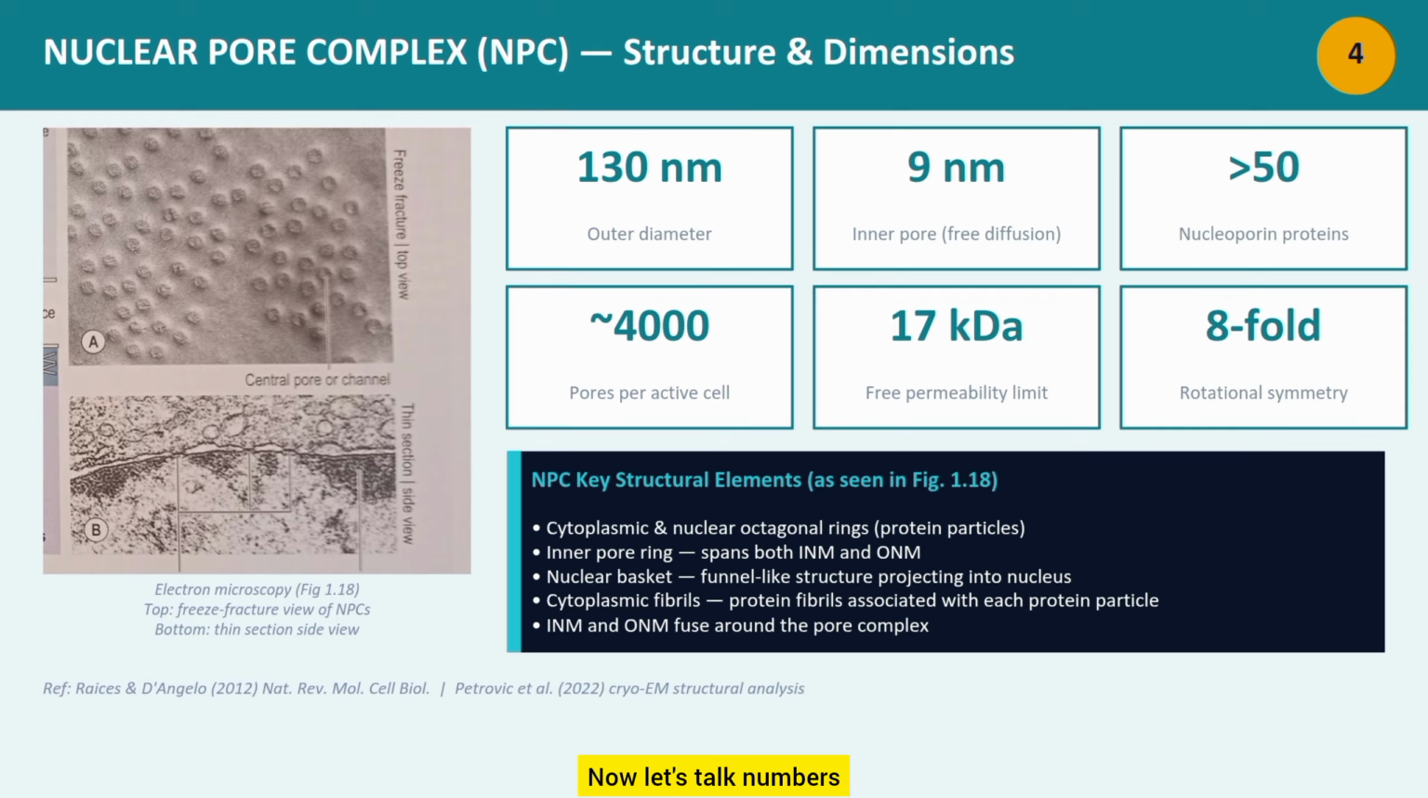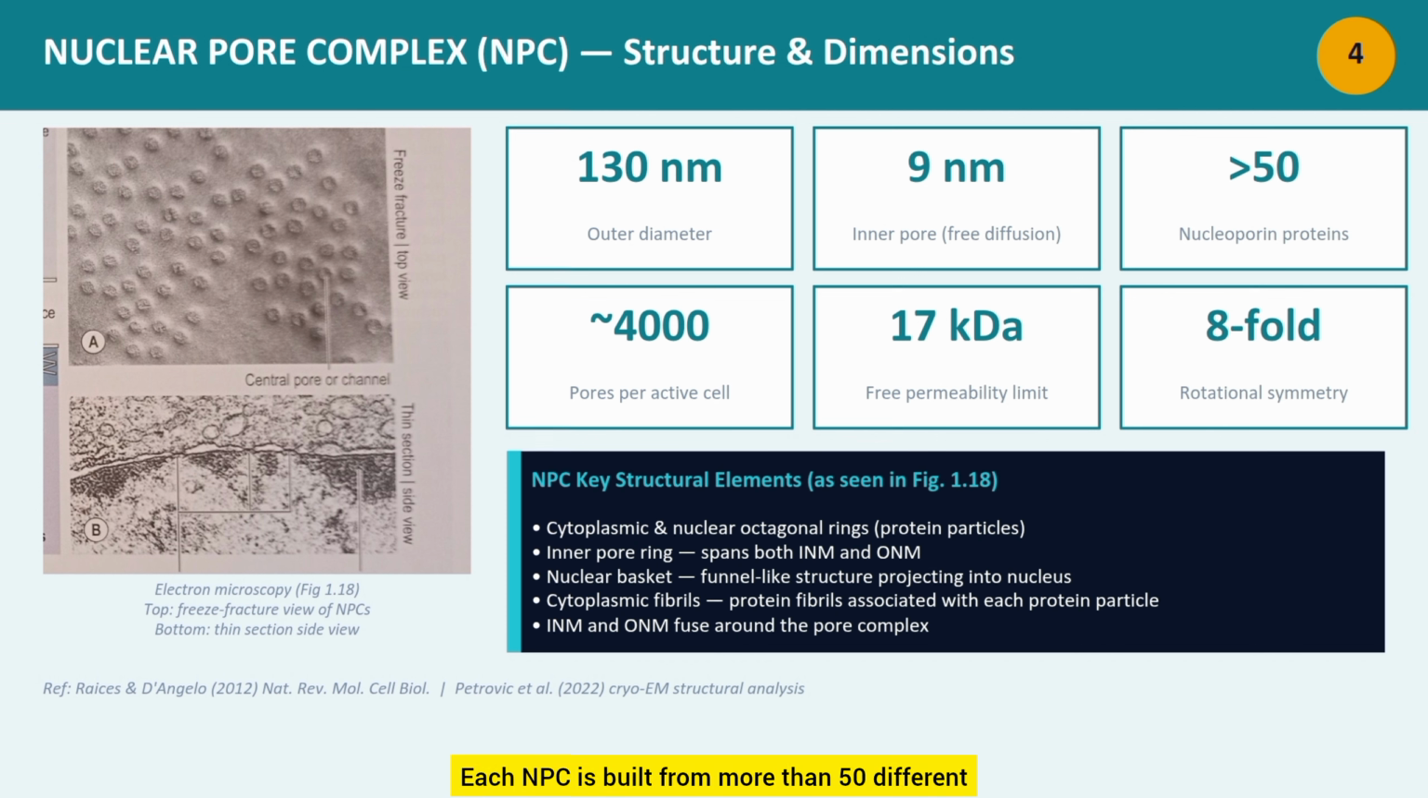Now let's talk numbers, because these numbers are impressive and they are exam favorites. The NPC has an outer diameter of 130 nanometers. That is large for a protein complex, large enough to be visible by electron microscopy. The inner pore, the central channel, has an effective diameter of only 9 nanometers for free diffusion. Anything small enough to fit through that 9 nanometer channel can pass freely. This includes small ions, water molecules, metabolites, and proteins up to approximately 17 kilodaltons.